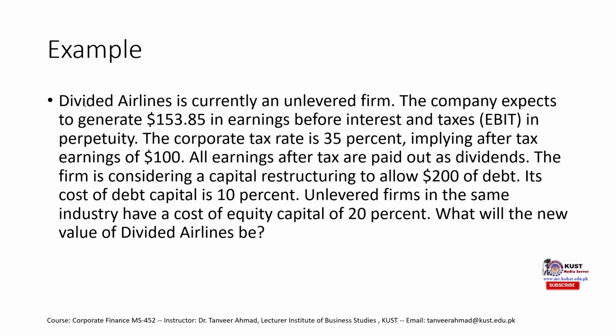So this Divided Airlines, this is a company, is currently an unleveraged firm. The company is expected to generate 153.85 in earnings before interest and tax, so this is EBIT, in perpetuity. The corporate tax rate is 35%, implying after-tax earnings of $100. All earnings after tax are paid out as dividends. The firm is considering a capital restructuring to allow 200 of debt. Its cost of debt capital is 10%, and the unleveraged firm's cost of capital is 20%.